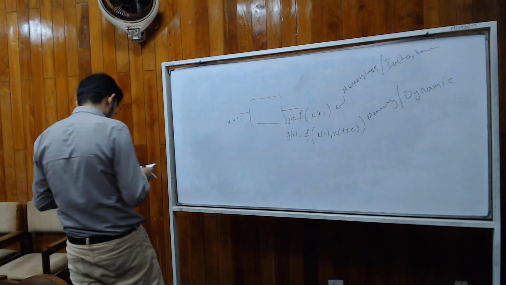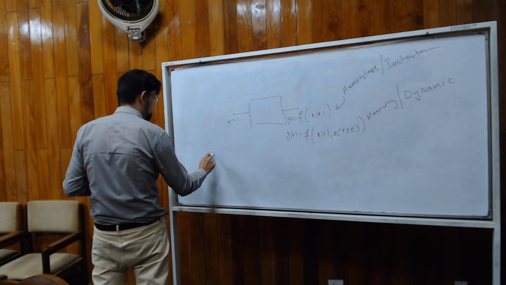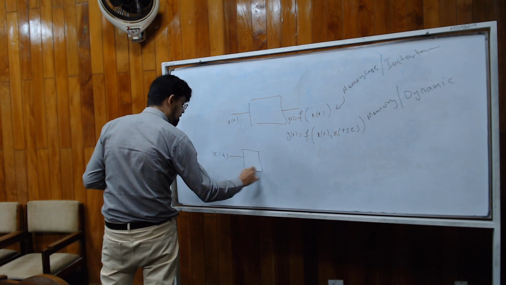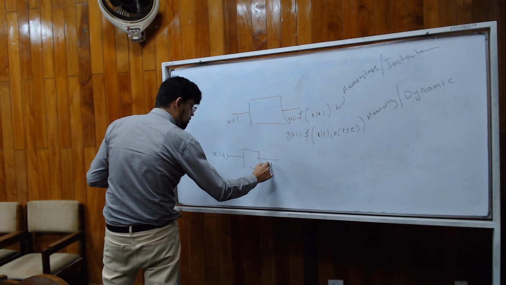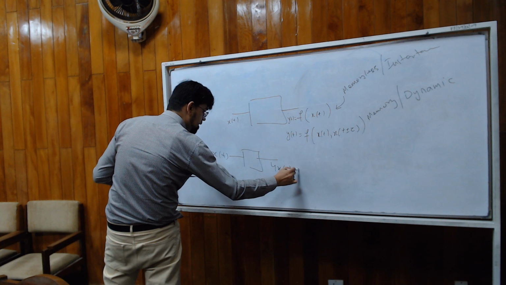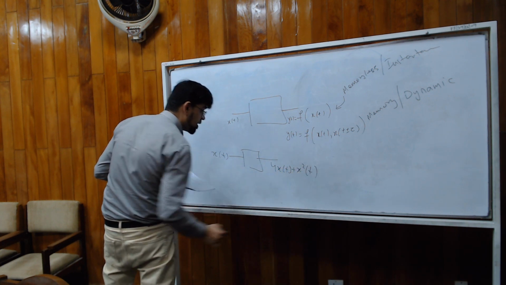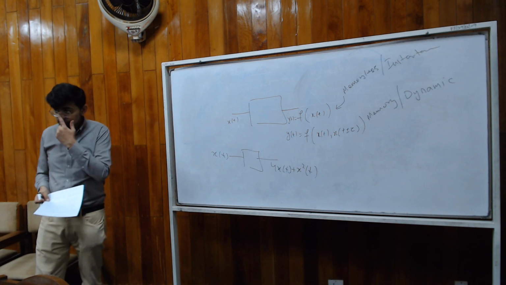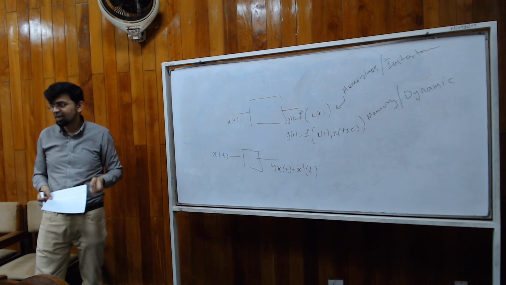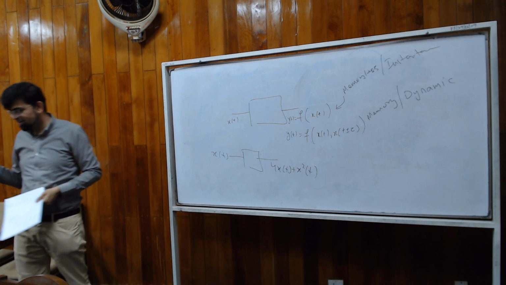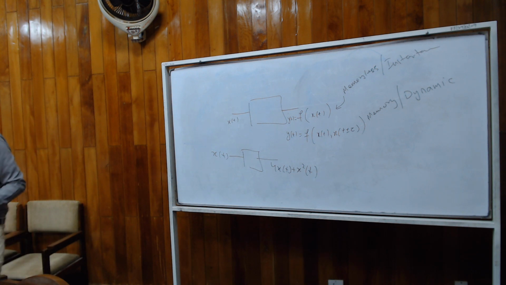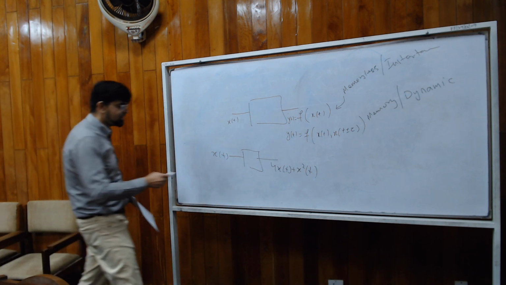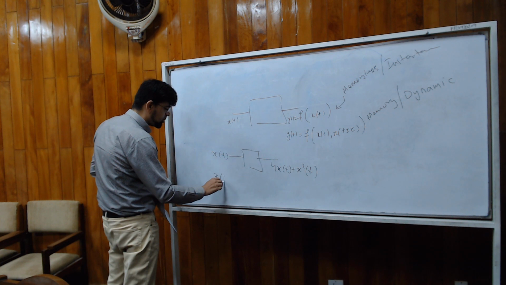So for example, if I give x(t) and the output I get is 4x(t) plus x squared(t), is this a memory system or a memoryless system? सिर्फ x(t) पे depend कर रहा है, तो ये memoryless system है. Yes, memoryless है.